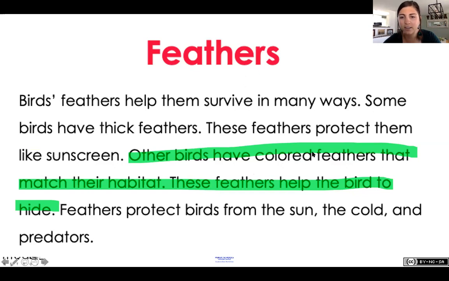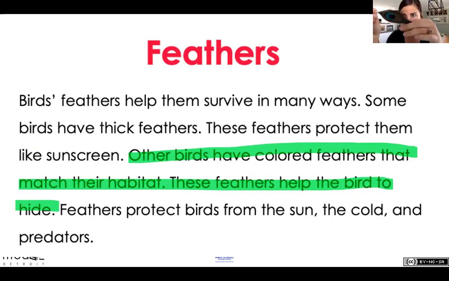Say adjective. Whisper adjective. Say adjective like a robot. Adjective. Other birds have colored feathers that match their habitat. So colored is describing feathers. In this sentence, we're thinking about what kind of feathers? Colored feathers. Yeah, of course, colored feathers. So take a look.